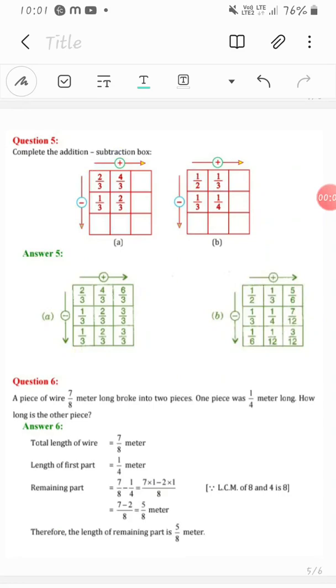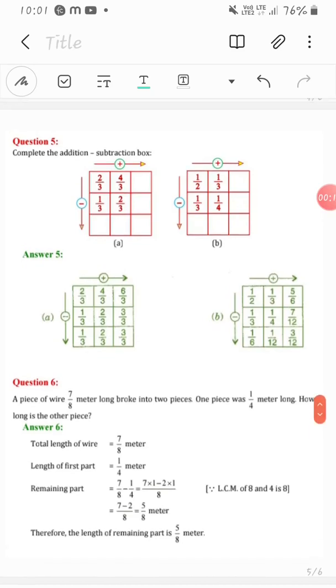So question number 6. A piece of wire 7 by 8 meter long broke into 2 pieces. One piece was 1 by 4 meter. How long is the other piece? We have to find the leftover piece. So 7 by 8 is the total measurement, so we have to subtract from 7 by 8. So 7 by 8 minus 1 by 4.